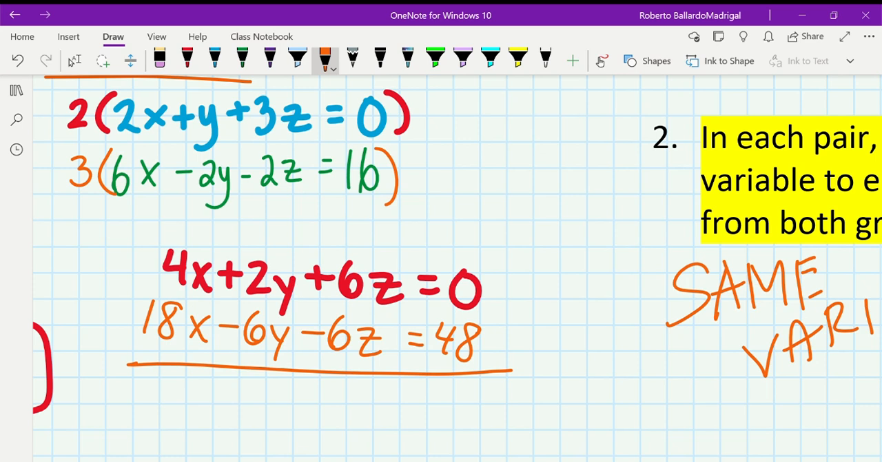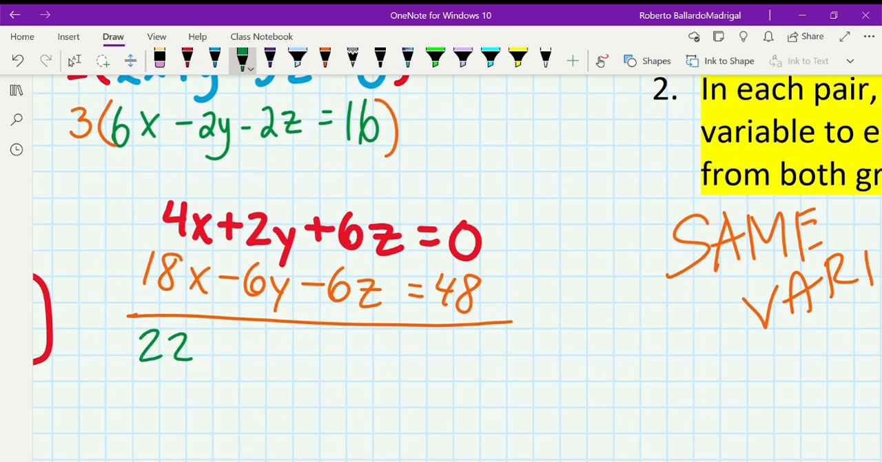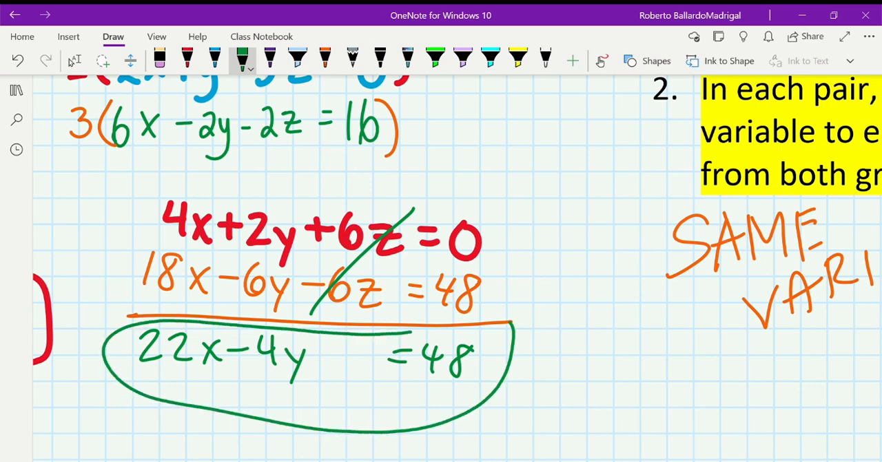You guys ready to combine like terms? Okay. 18 plus 4, 22. Negative 6 plus 2, negative 4. Z's are going to cancel out. We're going to get our second equation, 22x minus 4y equals 48.